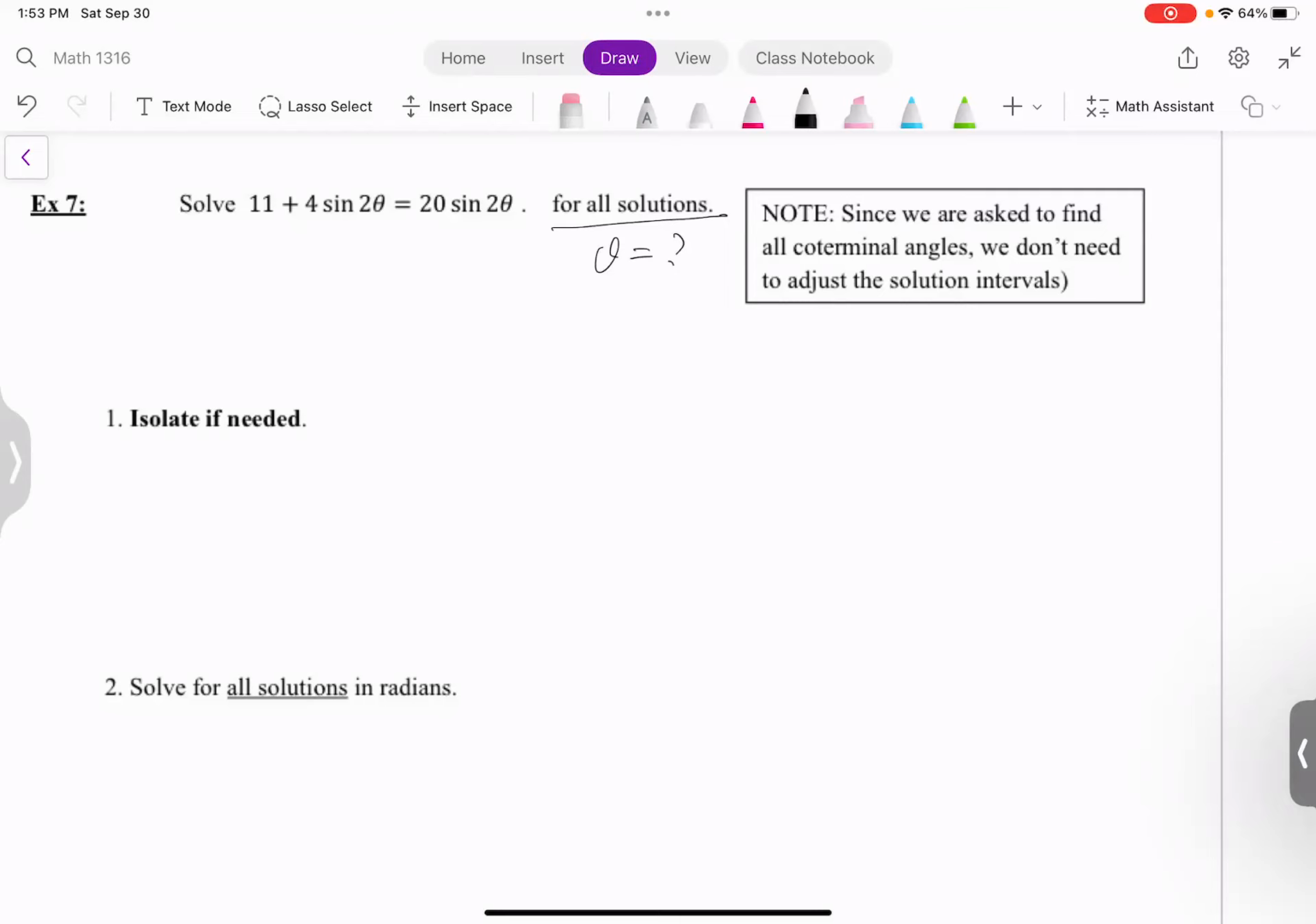So easier question, but we need to isolate the sine 2 theta first. If I want to have my 2 theta on one side of the equation, and another side is a number, I can subtract 4 times sine 2 theta from both sides.